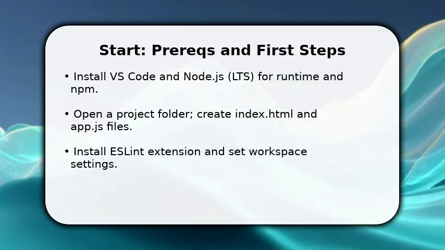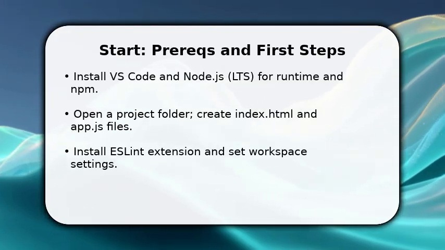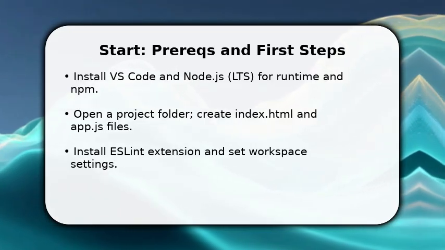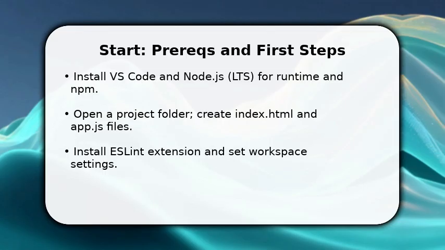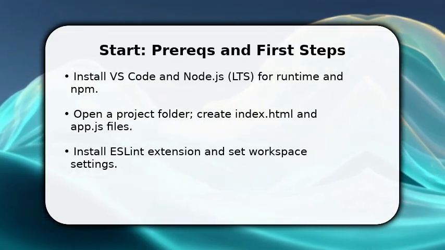You already have the essentials, VSCode and Node.js. Now begin: open a project folder and create index.html plus app.js to host your script. Install the ESLint extension and initialize a basic .eslintrc. Linting catches obvious issues.